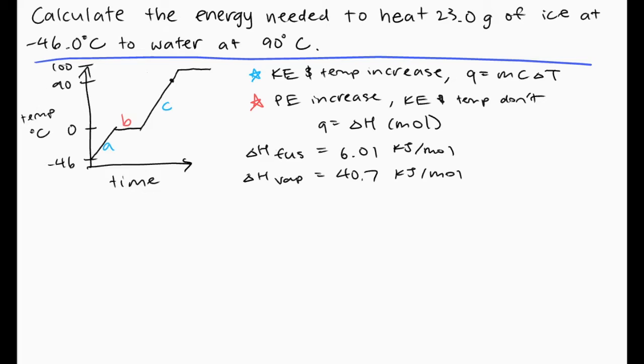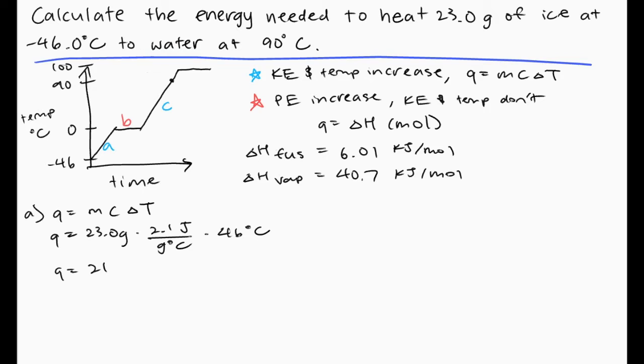So now let's start doing our calculations for each section. For part A, we are going to use Q equals mcΔT, and we can plug in our values. The mass of the water is 23.0 grams times the specific heat capacity, and since it's ice, the heat capacity is actually 2.1 joules over grams Celsius, and this is times 46. So this gives us 2,179 joules.